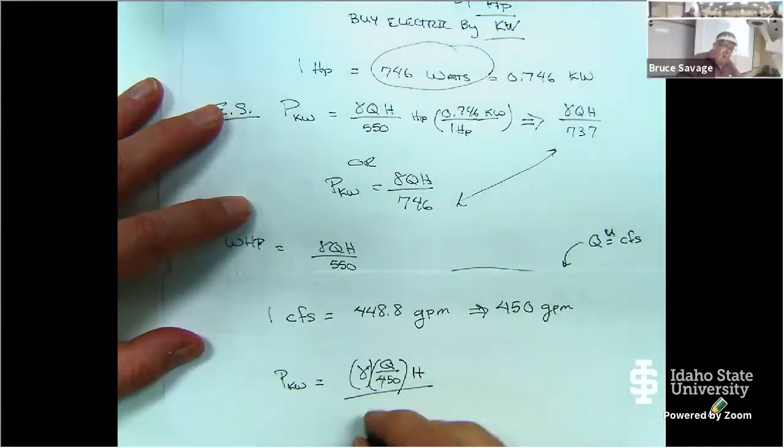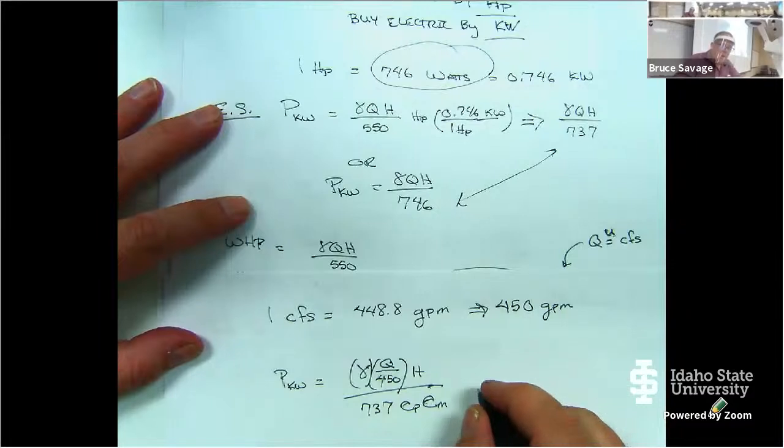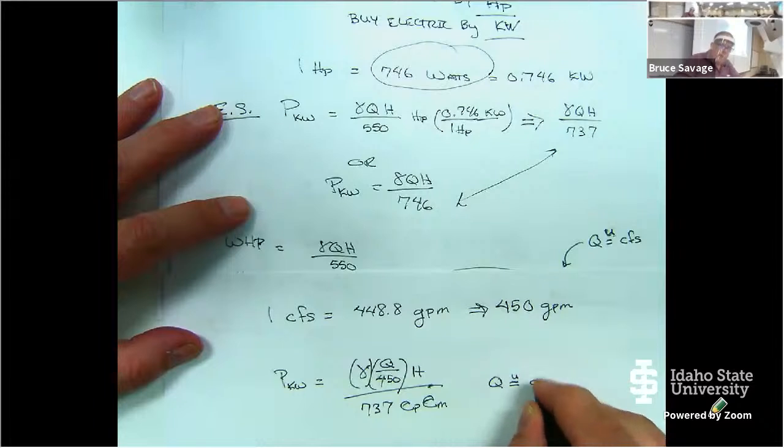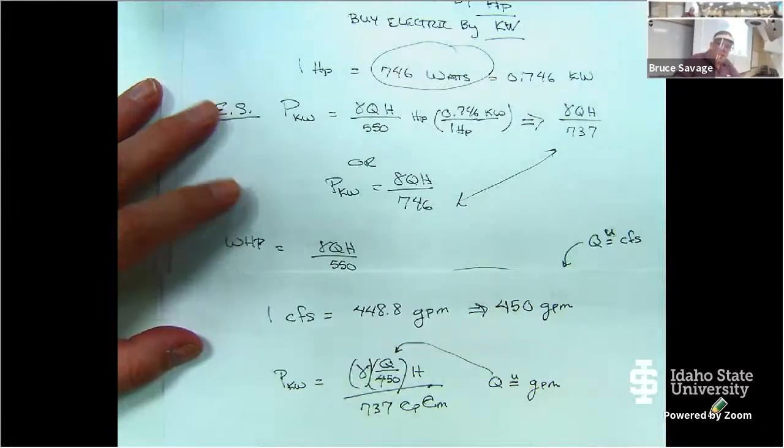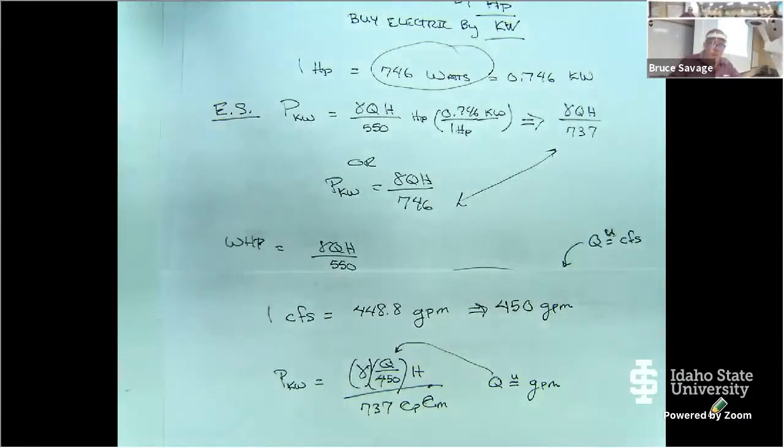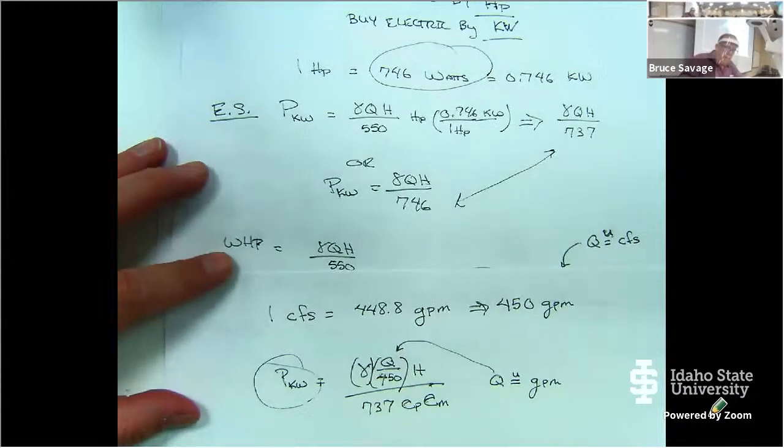Times H divided by 737 times the efficiency of the pump, E sub P, times the efficiency of the motor, E sub M, where Q, once again, is in gallons per minute. So we'd stick gallons per minute over here, go ahead and solve that equation, and that would give us power in kilowatts to figure out how much electricity we need to purchase.